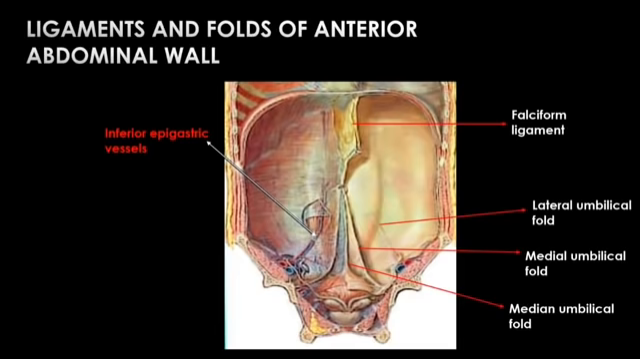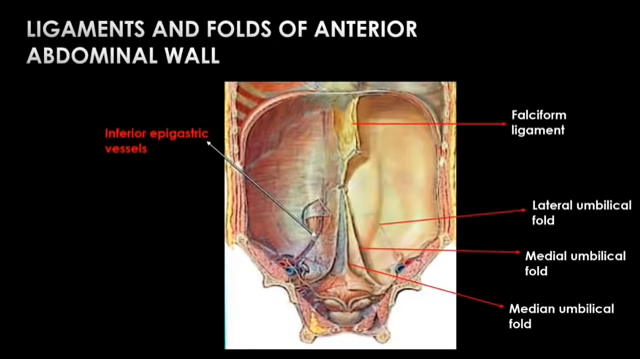So you can see that falciform ligament, one end is attached to the umbilicus, the other end will go upwards and gets attached to the liver. So it is a ligament connecting the liver to keep the liver in position. Beneath the umbilicus there are three folds.